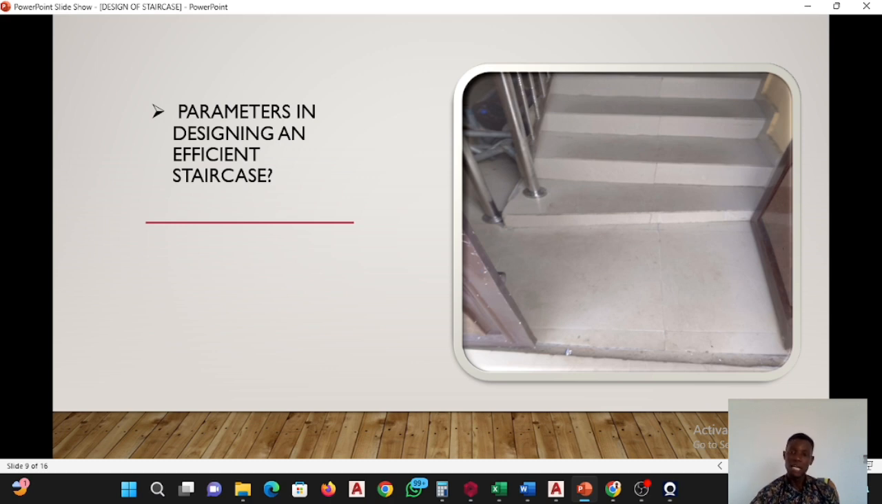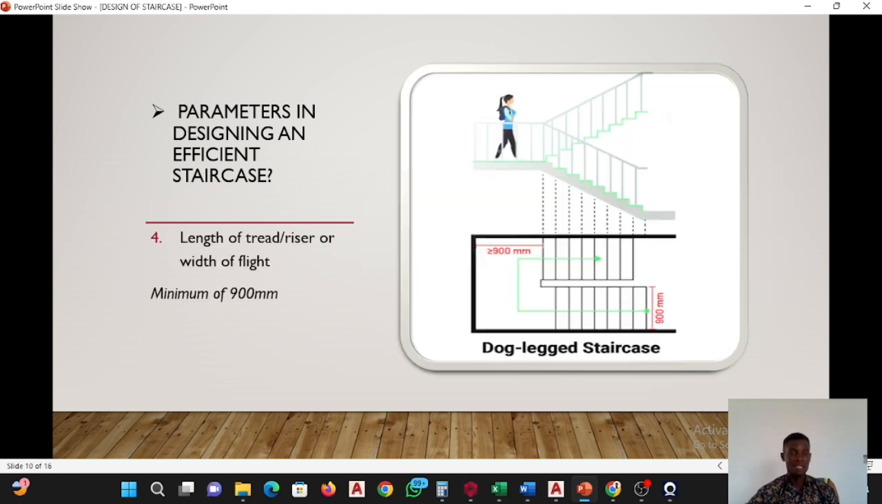So the minimum landing you must have should be 900. You can have 900, you can have 1000, in millimeters and so on. But the minimum you should have is 900. So that is that. The number 4 parameter in designing an efficient staircase is the length or width of thread or riser. You can even call it the width of the flight.